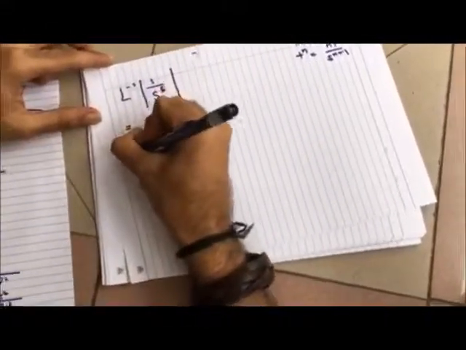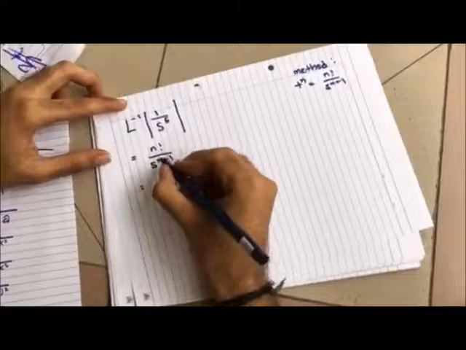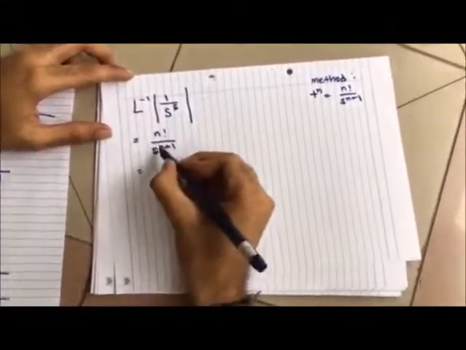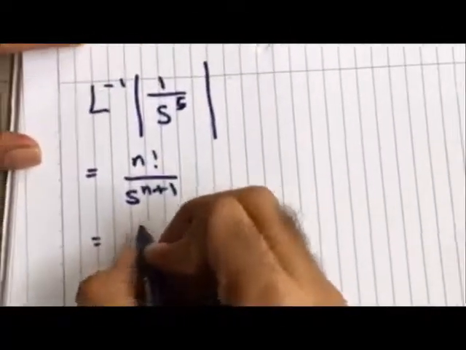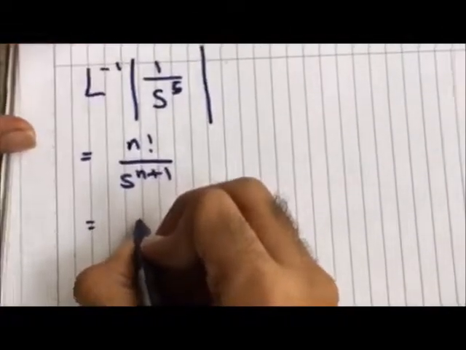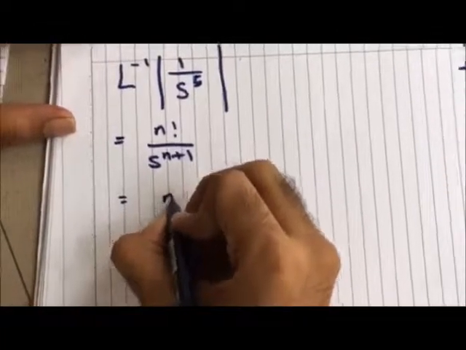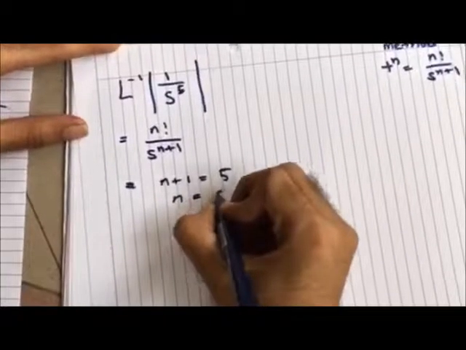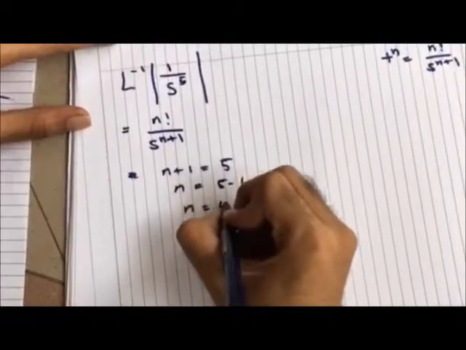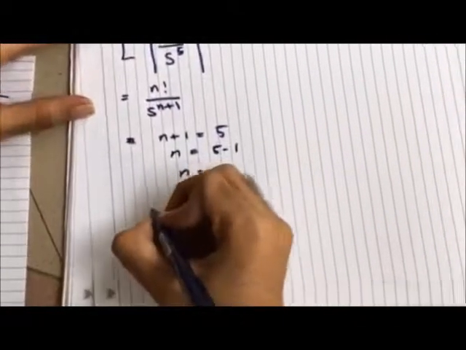Now we need to know what n is, the most important thing. How do we know what n is? Since this is the method and this is 5, it's simple. We just have n plus 1 equals 5, so n equals 5 minus 1, so n equals 4. So we know that n is actually 4. But this is where the tricky part comes in.